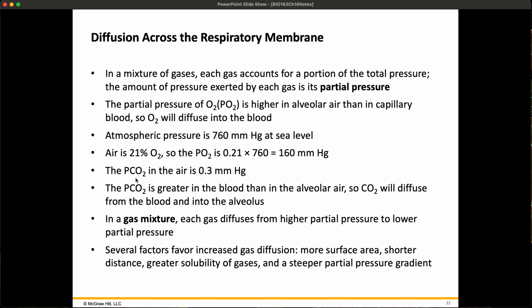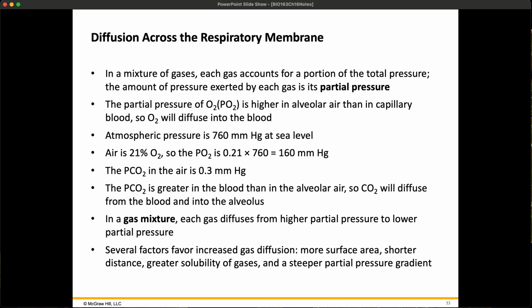If we look at the PCO2 of air, it's 0.3. So much bigger differences in terms of concentration, for sure. The PCO2 is greater in blood than it is in alveolar air, though. Normal air PCO2 is 0.3. In your blood, it's going to be higher than that because your body is actively producing CO2. And so naturally CO2 is going to flow from its higher concentration in the blood to its lower concentration in the alveoli, moving opposite to oxygen.